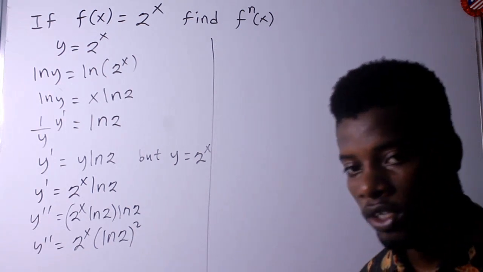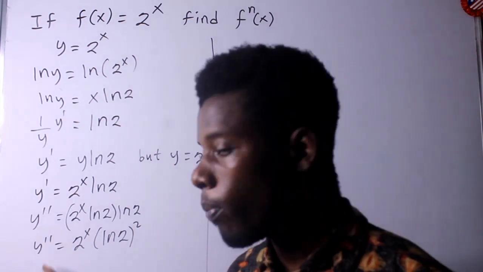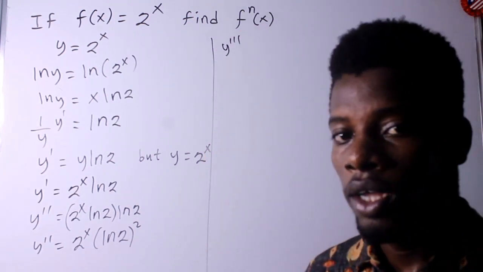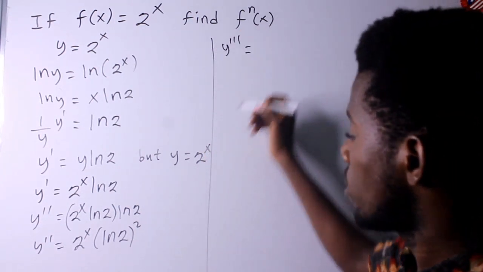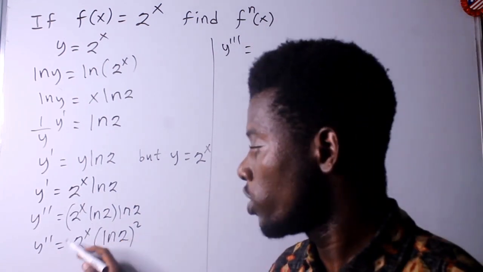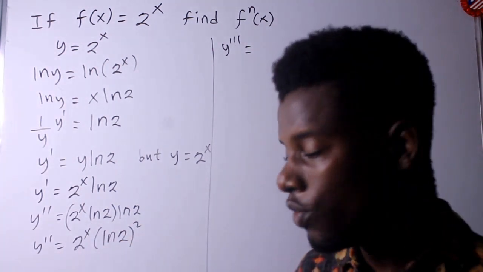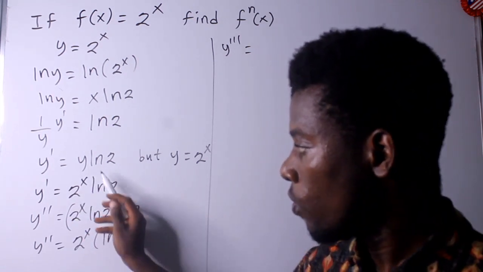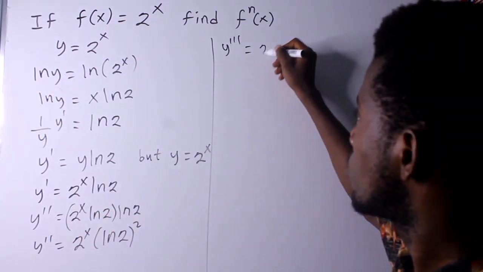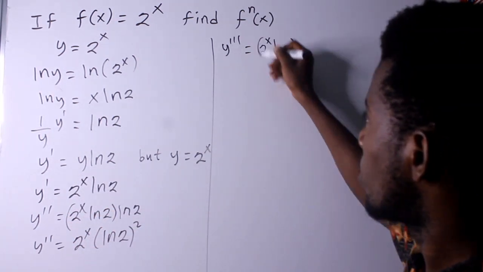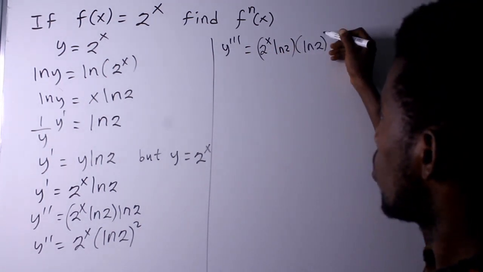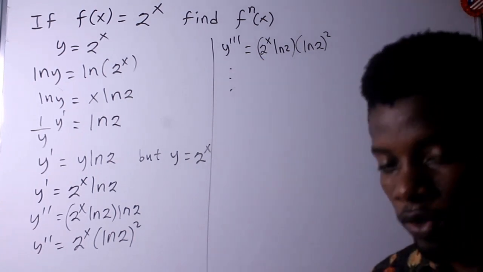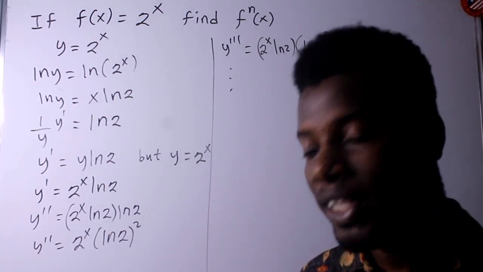Let's move on to the third derivative. The derivative of y double prime is y triple prime. And y triple prime will be equal to, in this case, we only have to differentiate 2 raised to the power of x. Again, the derivative of 2 raised to the power of x is 2 raised to the power of x times ln of 2. So I replace this with 2 raised to the power of x times ln of 2, multiplied by ln of 2 all squared, which is this. Now, I could continue finding the fourth derivative, fifth derivative, but I'm seeing a pattern.